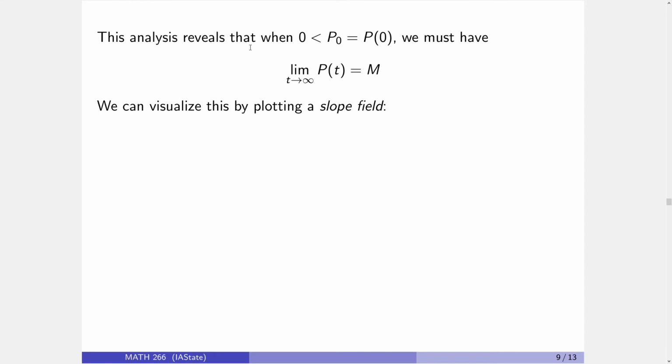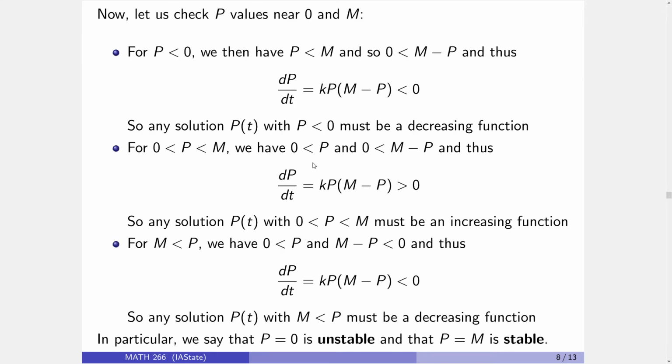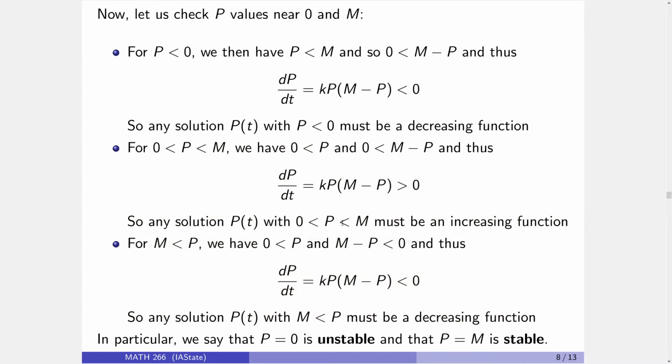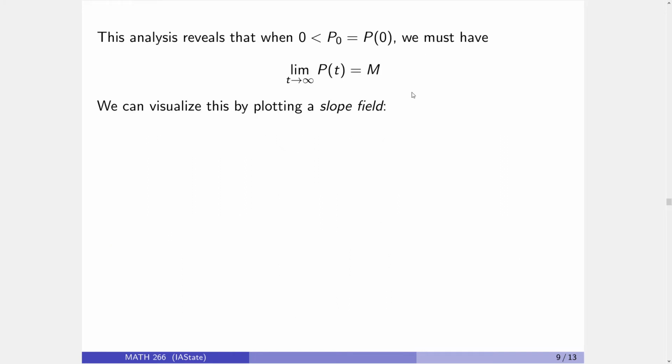And this analysis reveals that the limit has to be m, right? Just by the nature of things. If our initial population is positive, then we're only in one of these two cases, and if you're below m, you have to be increasing up towards it, and if you are above it, you must be decreasing down towards it. So the limit has to be m. It can't go anywhere else.